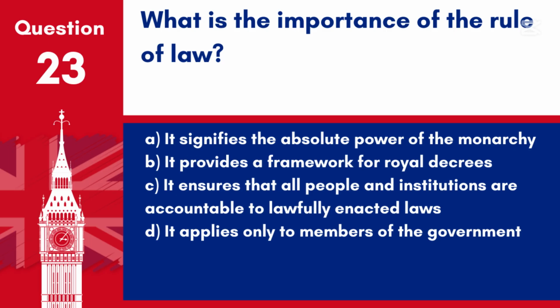Question 23. What is the importance of the rule of law? A. It signifies the absolute power of the monarchy. B. It provides a framework for royal decrees. C. It ensures that all people and institutions are accountable to lawfully enacted laws. D. It applies only to members of the government.